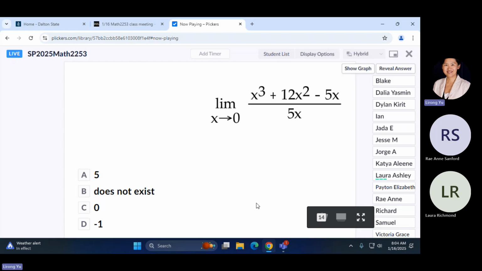And you can see the numerator all have x, the denominator has x. That's why when x equals 0, the denominator equals 0. So since the numerator also has a common factor x, we should factor out the x and cancel the x as a common factor. So let's work out the detail.